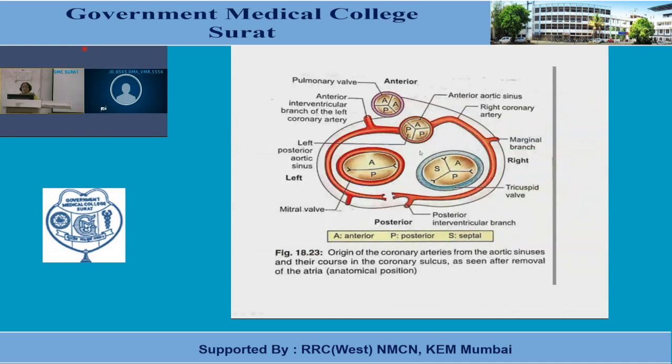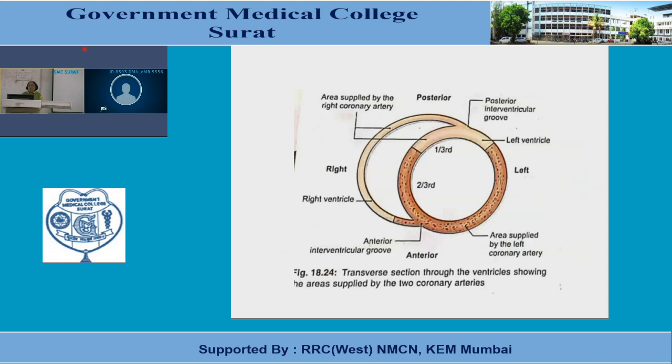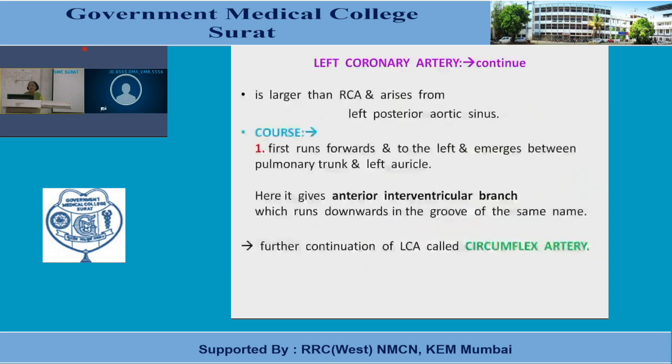So this is the origin of the coronary arteries from the aortic sinuses and their course in the coronary sulcus as seen after removal of the atria, in the anatomical position, showing the diagram. Now the left coronary artery is very much prone to myocardial infarction, which in layman's language is called a heart attack. Now here is the course of the left coronary artery. First it runs forward and to the left and emerges between the pulmonary trunk and the left auricle.